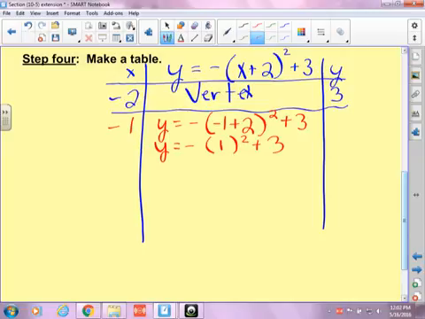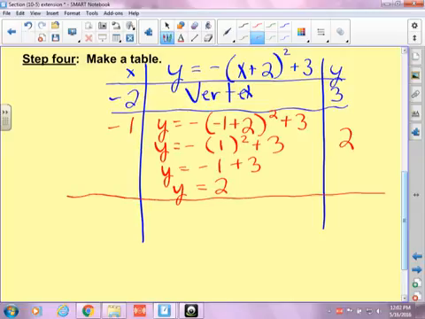All right, now what do I do? Exponent. So what do I get? I get 1. And then -1 plus 3 is 2. No, it's -1 plus 3, so it's 2. Oh, right. The next number then that's smaller is -3.